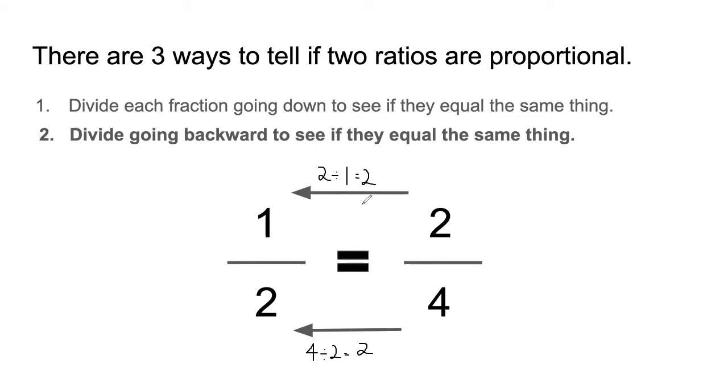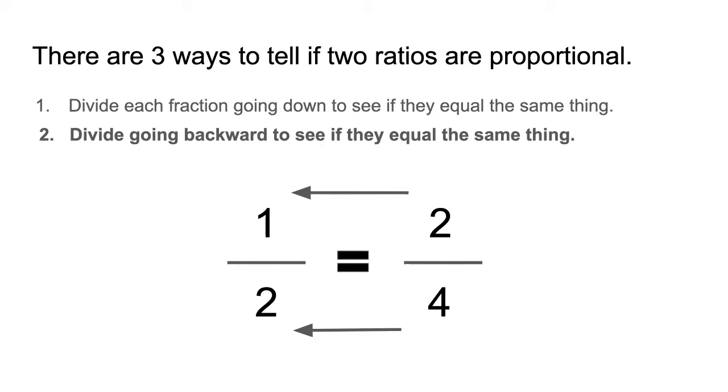The reason this makes sense is the opposite of dividing is multiplying. So if we multiplied going forward by 2, we would get 2 over 4. So this makes complete sense. It works. Multiply by the same number going forward, get the second fraction, divide going backward, get 2. Either way, that will tell you if the two ratios are proportional. Okay, so there's one more way that we can use.